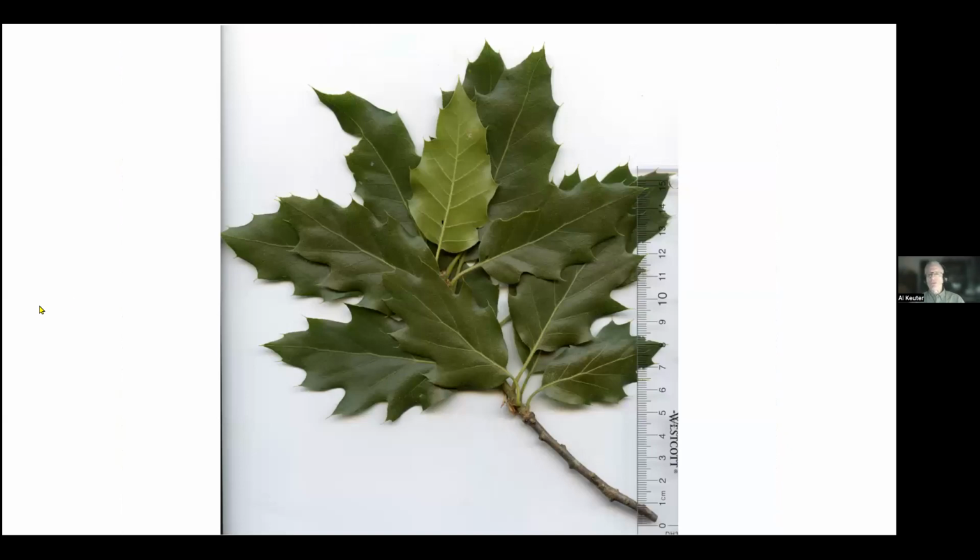And this is what the leaves look like up close. And I don't know if you've ever seen oak leaves that look like this at Henry Cowell, but now you have one tree you can visit where they do.